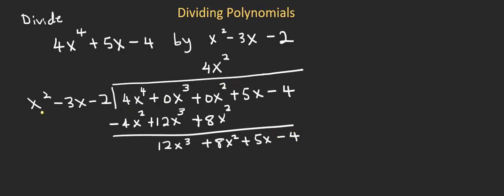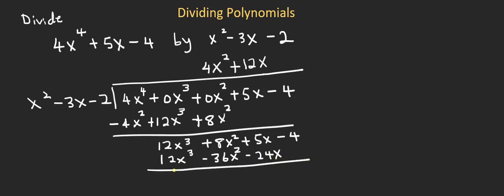Okay, now we're going to repeat the process. Compare the first terms. x squared times what is 12x cubed? Well, that's positive 12x. And then we're going to distribute. So you get 12x cubed minus 36x squared minus 24x, and that's it. Again, we're going to multiply this by negative. So negative times positive is negative. Negative times negative is positive. Negative times negative is positive. Add them up. Notice these two cancel out. And then you get 44x squared plus 29x minus 4.